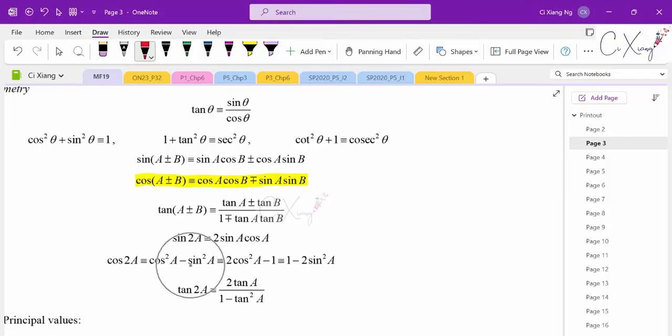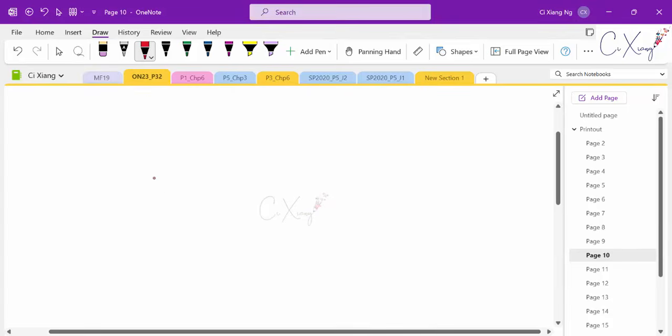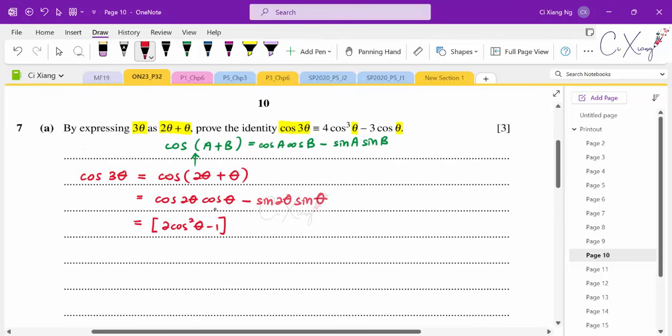So why do I try to avoid the other two? I try to avoid the other two because they have sine inside the equation. Okay, I want to avoid the sine. Therefore, I choose the identity without the sine one. So cos 2a equals 2 cos square a minus 1. So that's the reason why I choose like this. Okay. After that, cos theta, I cannot do anything. I just copy it as cos theta.